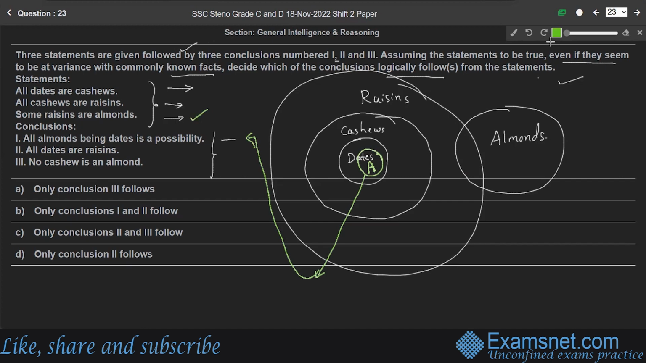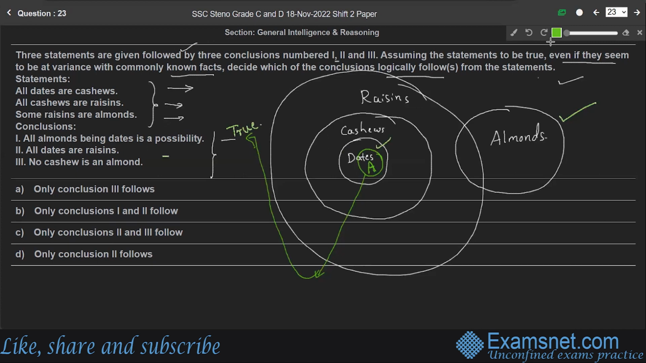Some raisins are almonds. So this portion which I am showing in green is nothing but some portion of the set of raisins. Therefore, the third statement also holds good if you consider the set of almonds in this way. Otherwise, in the first condition which we have taken, the first conclusion doesn't hold good. Therefore, there is a possibility, and the first conclusion is true only in this case.